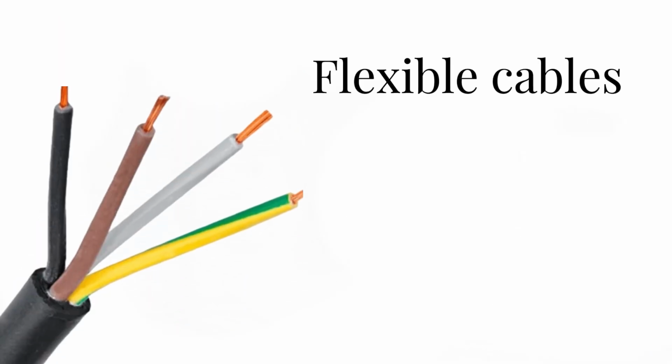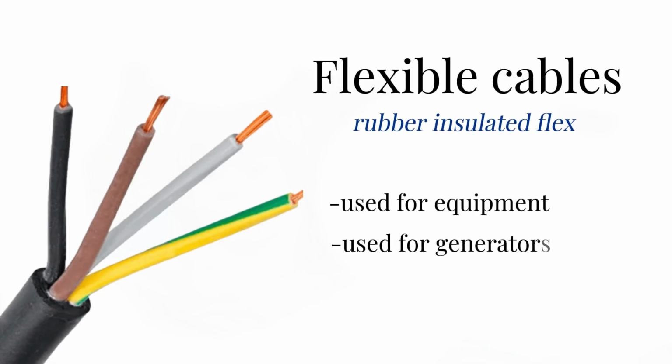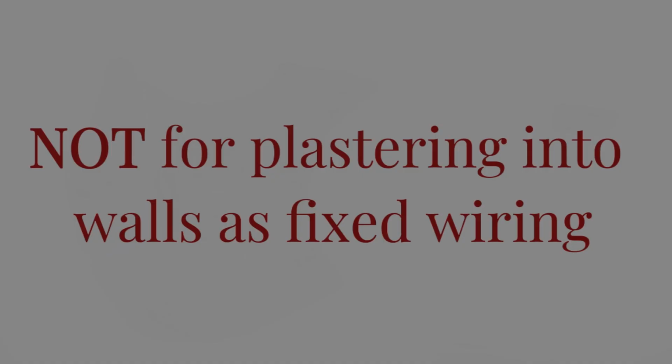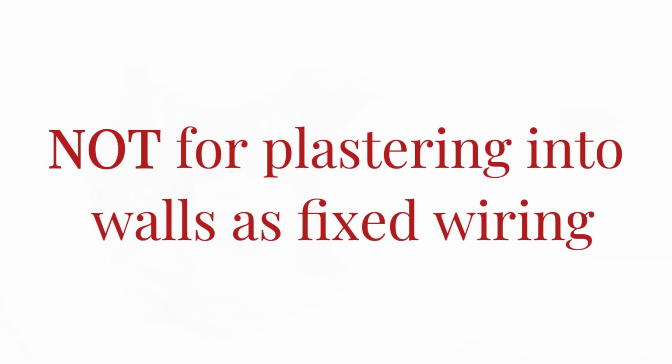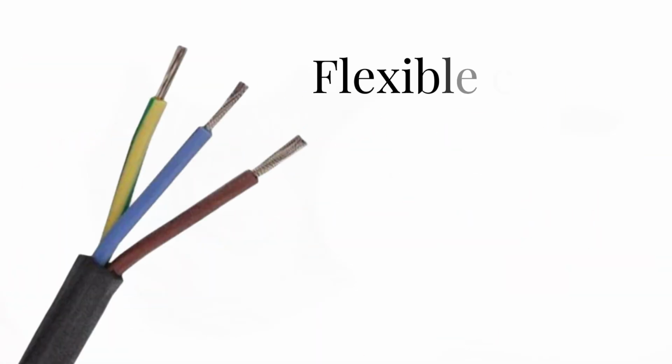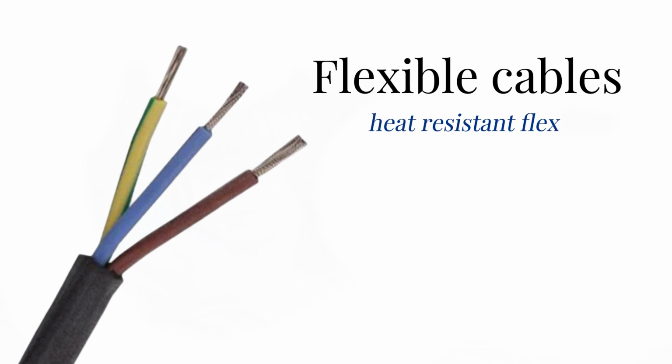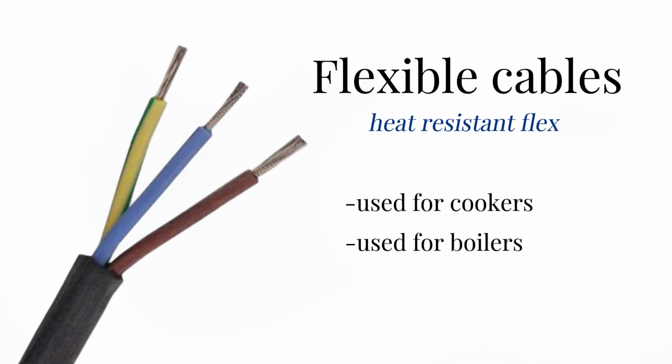Then the flexible cables, such as rubber insulated flex used for equipment, generators or temporary supplies. Designed for movement, not for plastering into walls as fixed wiring. Last, heat-resistant flex, often used for cookers, boilers or luminaires where higher temperatures may be present.